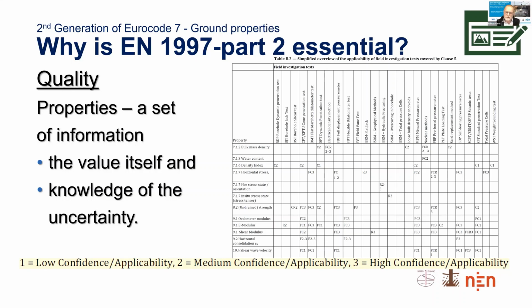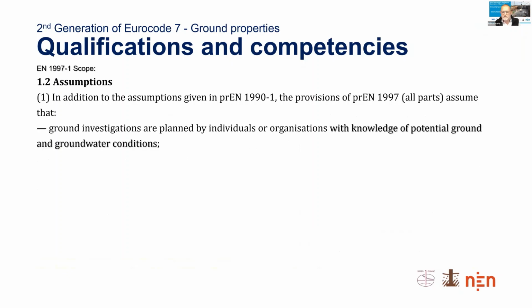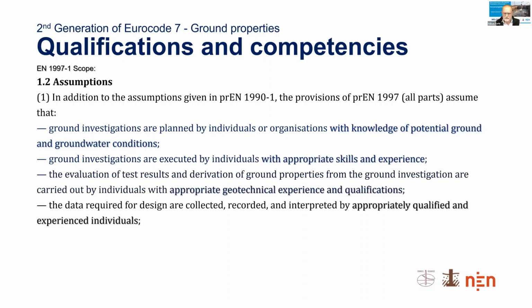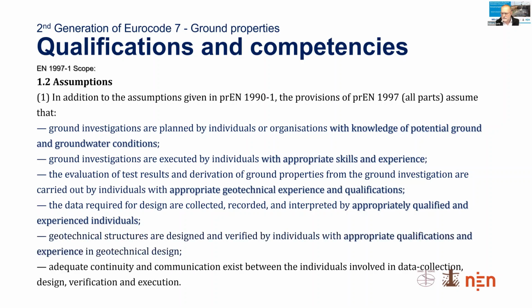So if we look at quality another way, this is the information here. But we also need quality by qualifications and competencies. Eurocode 7 Part 1, in the scope, assumes in bullet number 1, in addition to the assumptions given in Part 0, that the ground investigations are planned by individuals or organizations with knowledge of potential ground and groundwater conditions, executed with appropriate skills, geotechnical experience and qualifications, experienced individuals, verified by appropriate qualifications and experience, and the data collection and the communication in design, verification, execution.